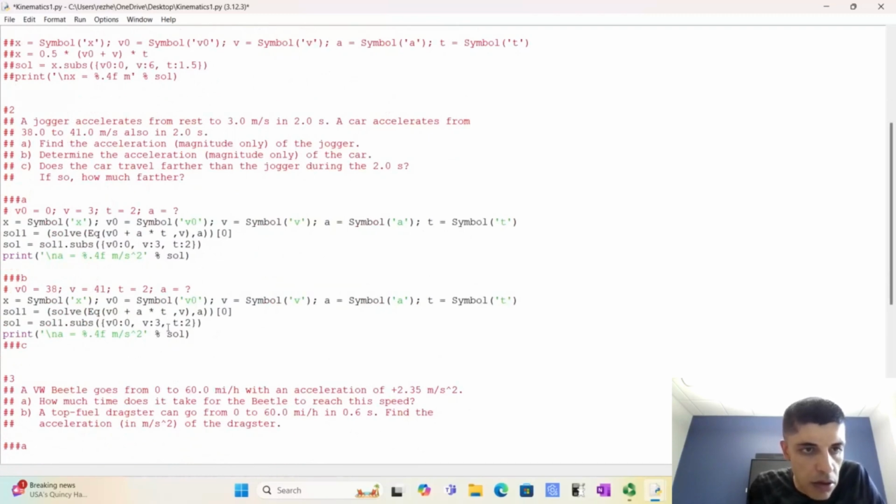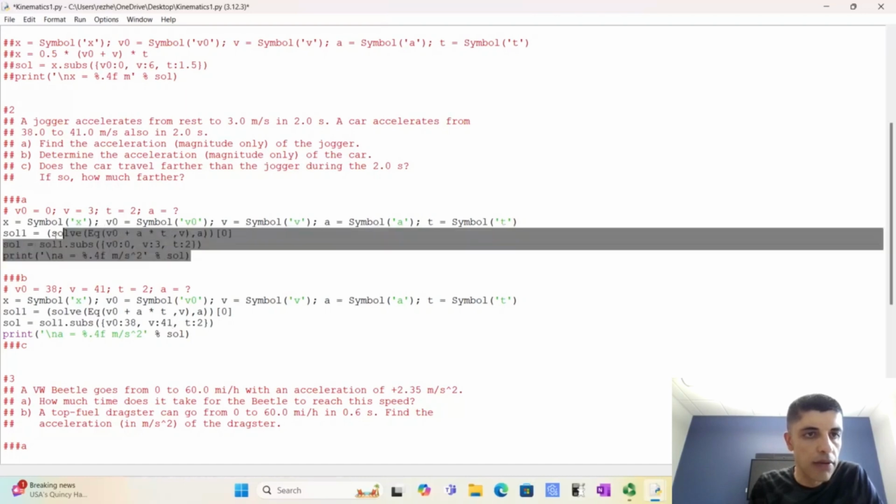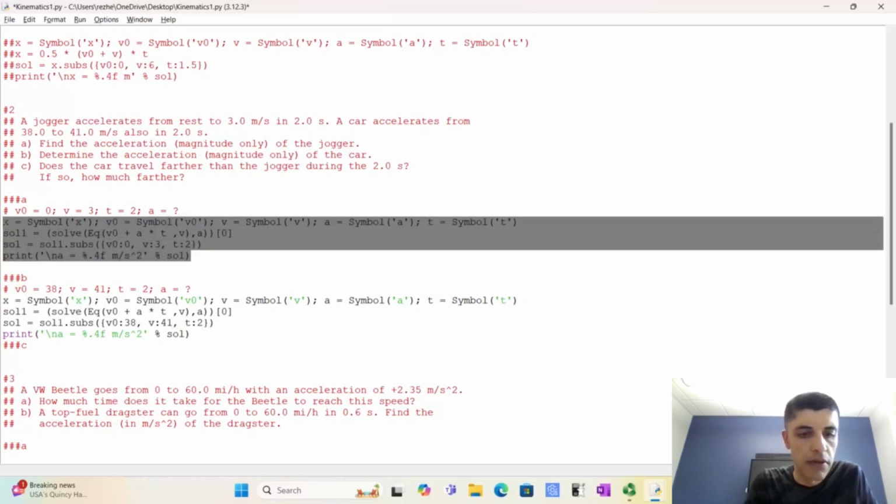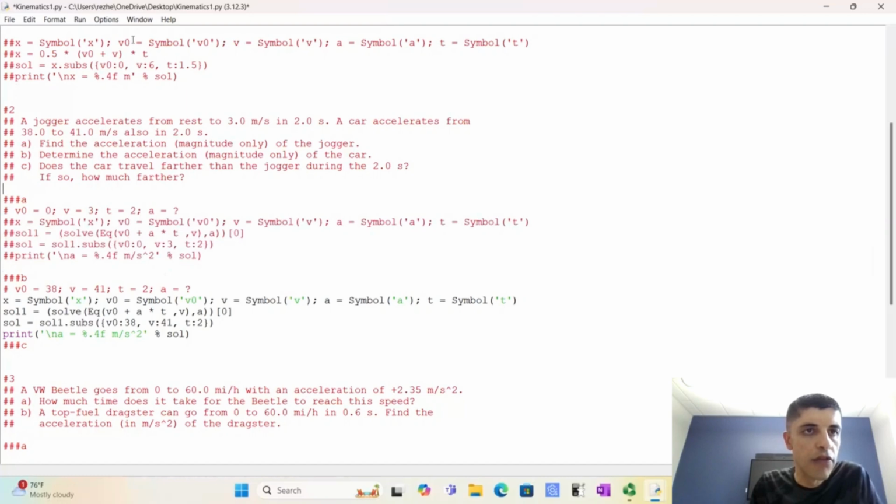So let's see. This should be all okay here, this line here, and then solutions. So v naught is 38, v is 41, and then t is 2. So let's go ahead and run that. Let's comment this one. So let's see what we get for part B.